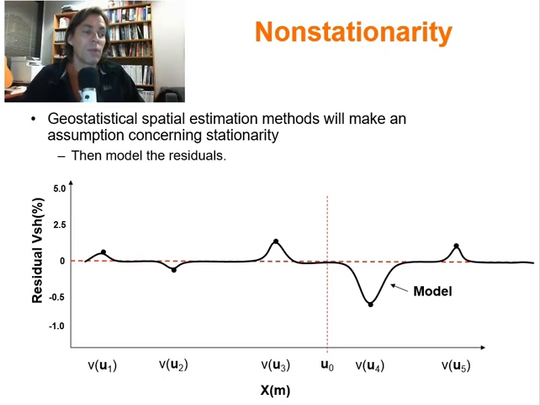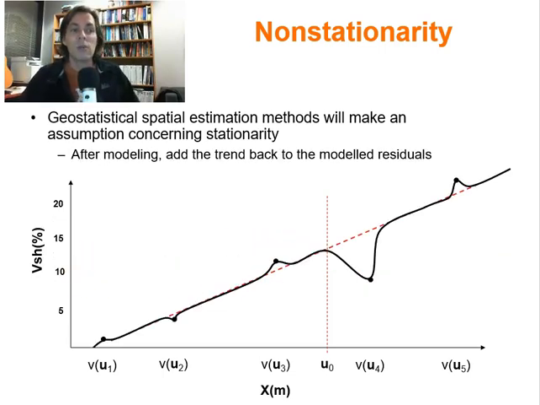And so we're working with the residuals. We build our model in the residuals, and then after we model, we can add the trend back. Now this is a pretty good model, because at the data locations we get the data values. Away from the data we go towards the trend, and it's pretty well behaved. It tracks along that trend very well.